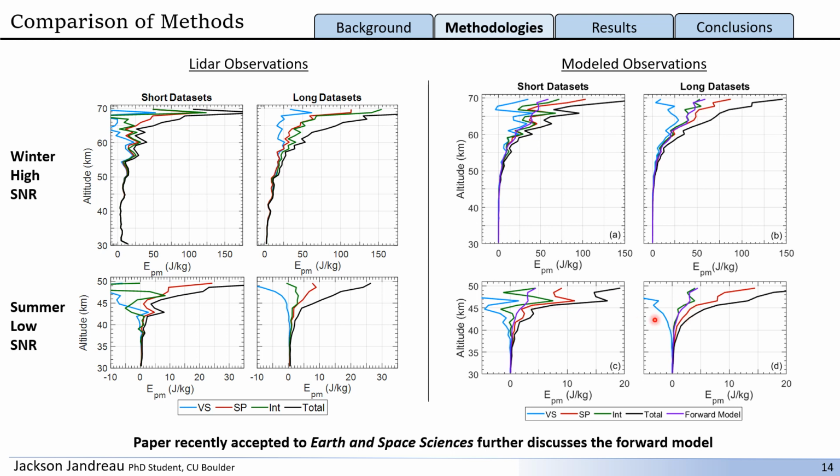The interleave method in both summer and winter performs well with a large set of data, but in the smaller data set, even in the high signal-to-noise ratio winter, yields some negative values. This is again reflected by the forward model, where the EPM trends noisily around the modeled EPM, and this trend is tightened up with the inclusion of more samples, yielding a nice reliable result.